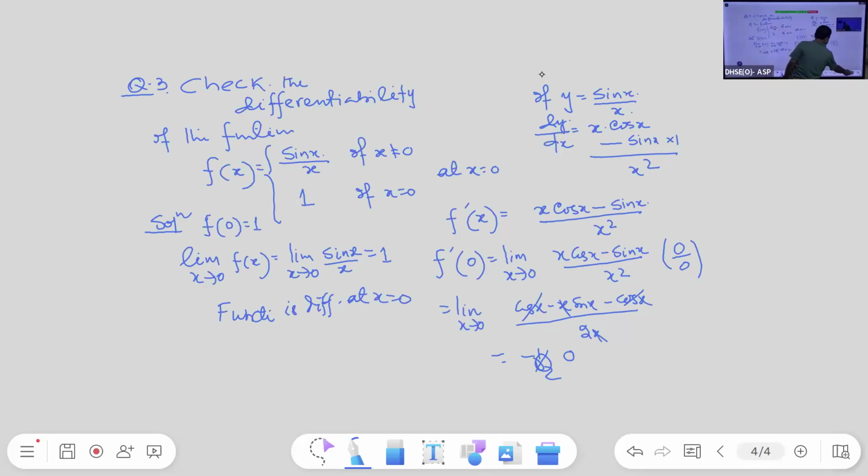So next question. Next is differentiability in an interval. Next topic is differentiability in an interval. How to check the differentiability of a function in an interval?